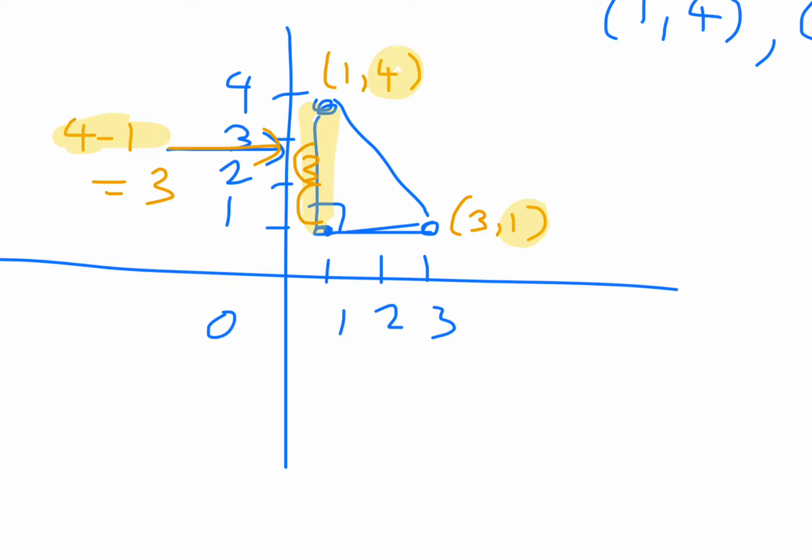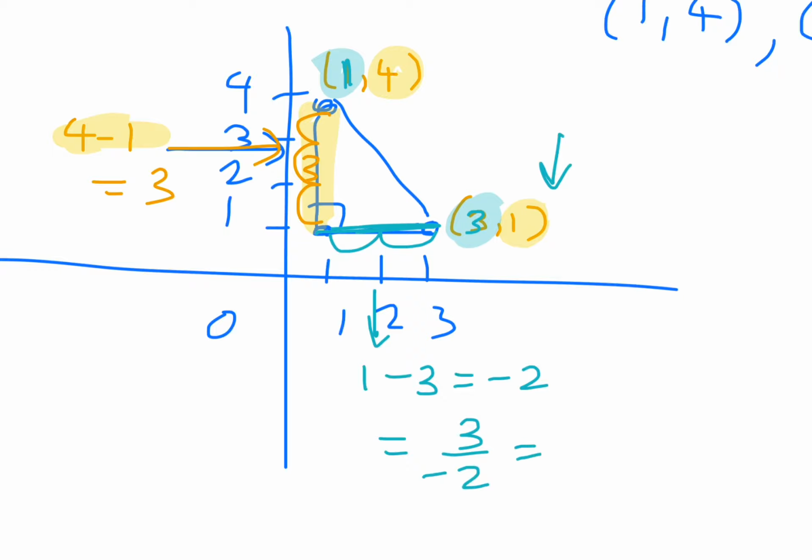So the rise there is 1, 2, 3. If we look along here, the x values go from 3 to 1, so that's 1, 2. If you did the first y value, like we did 4 take away 1, and now do 1 take away 3, you actually get minus 2. And you get minus 2 because this is actually going down. So the gradient there will equal 3 on minus 2, and it picks up that it is a negative gradient.